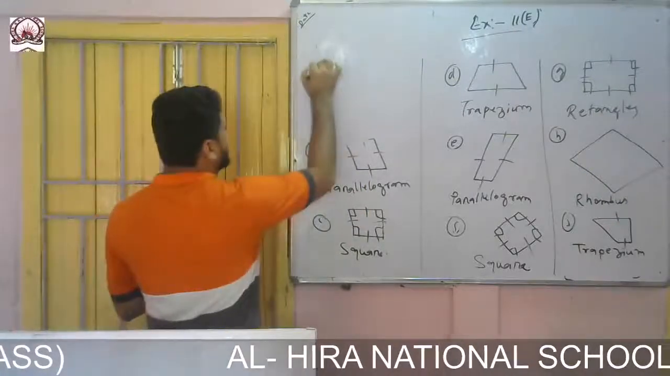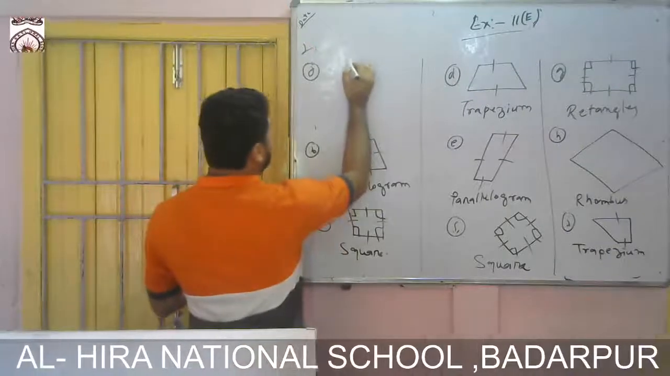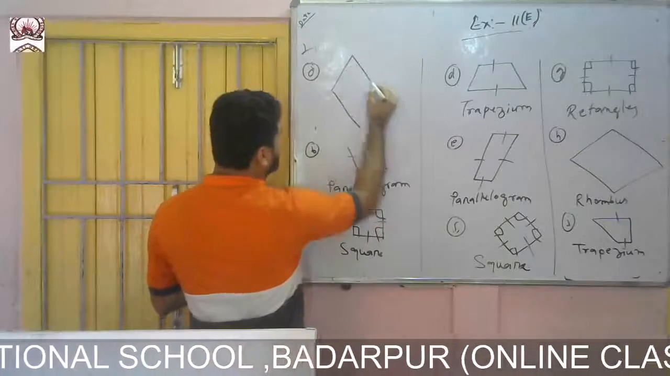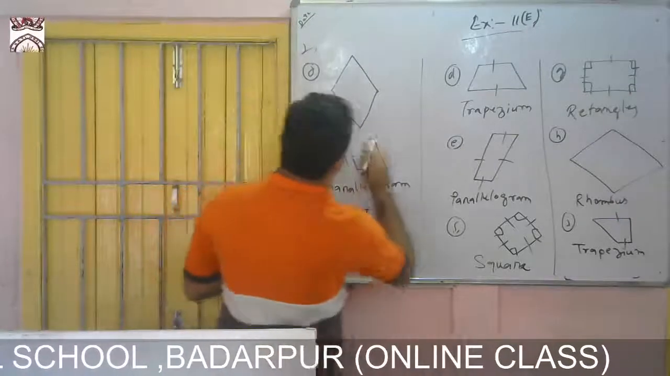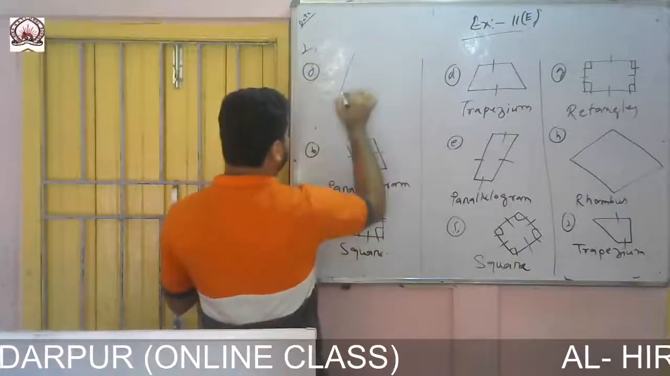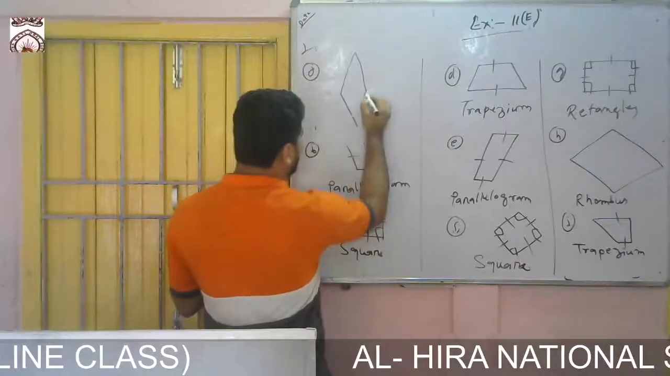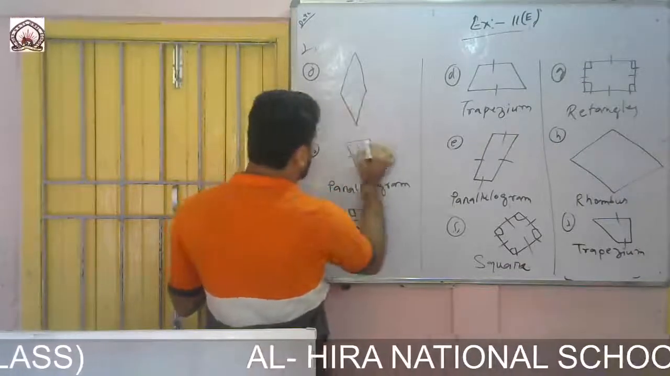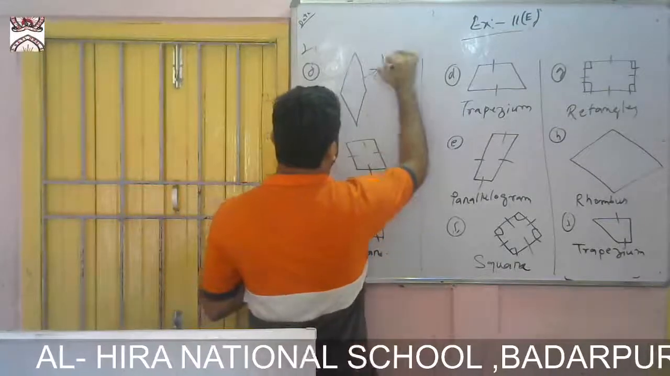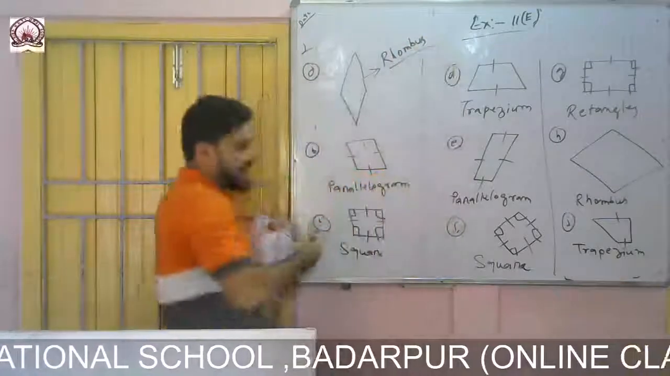Number 1 J. J is a rhombus. J is also a rhombus. Okay. So it is a rhombus.